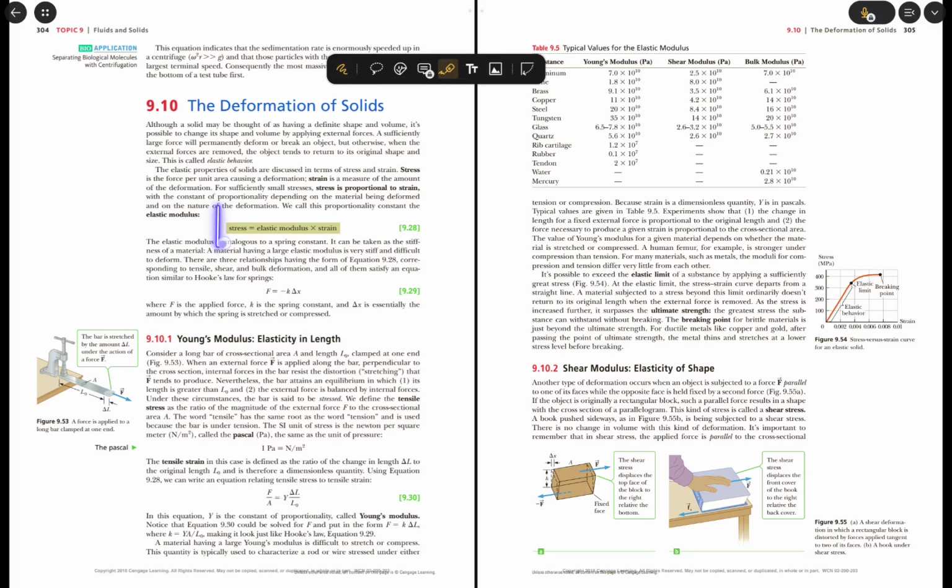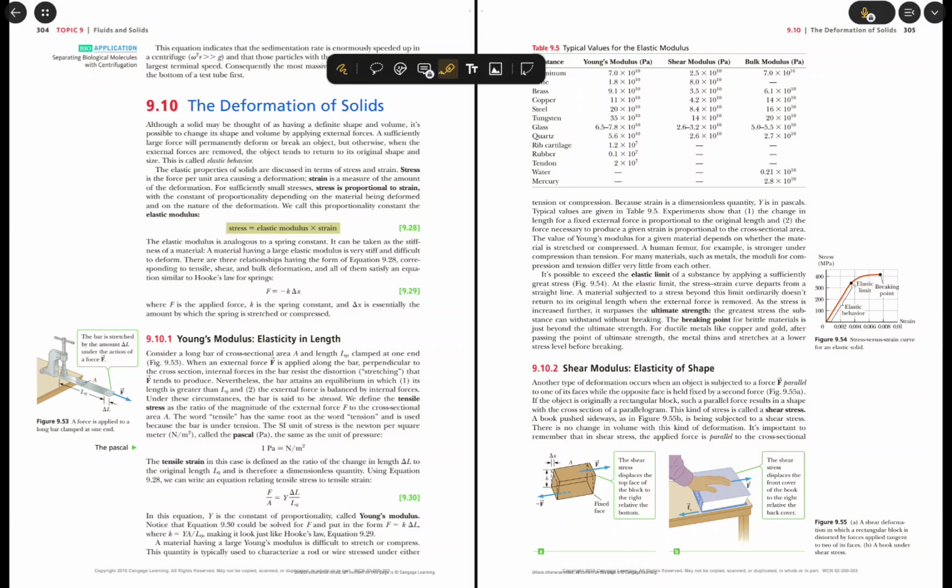Now, continuing from the concept that stress is proportional to the strain, let's identify what the deformations are and correlate them to this expression. So we have types of deformation. Number one, in one dimension, length.